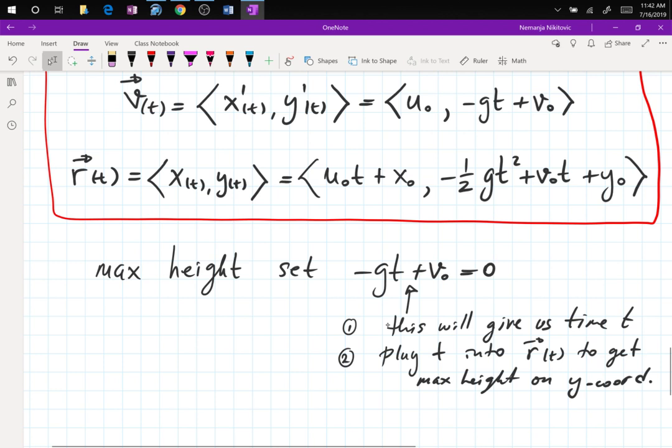So that's like a little roadmap of what happens. If you need to calculate max height, when you set the y velocity to 0, it will give you the time. So let's say 3 seconds. Then you take that 3 and you plug it into negative 1/2 gt squared. So it will be negative 1/2 g times 3 squared plus v0 times 3. And since you have all of those numbers, you can calculate. That's it. Bye.